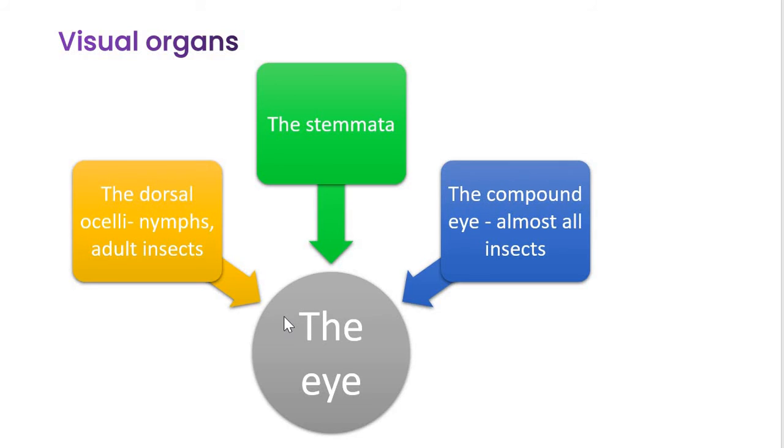Now the simple eyes are the dorsal ocelli and the lateral stemmata, whereas the compound eyes are the principal organs of vision of adult insects, right? So here we can focus on all these three eyes, that is dorsal ocelli, stemmata and compound eye, one by one. Now here the dorsal eye, what we say is the ocelli, the dorsal ocelli. Dorsal ocelli are found commonly in almost all adult insects.